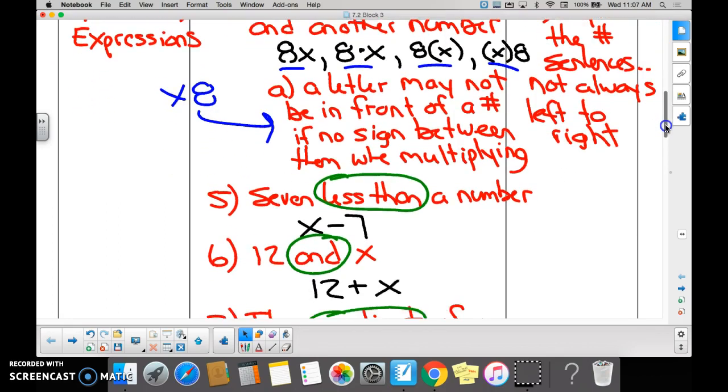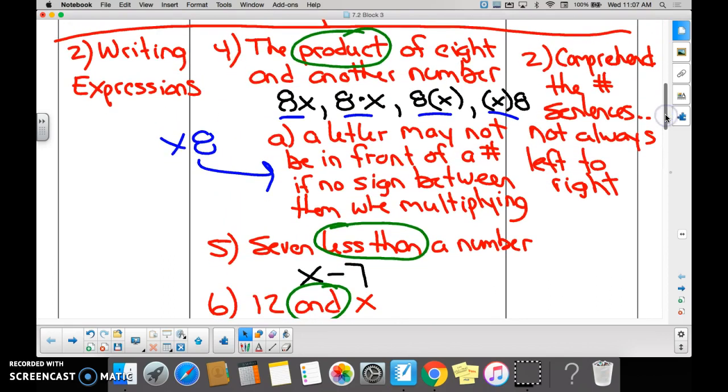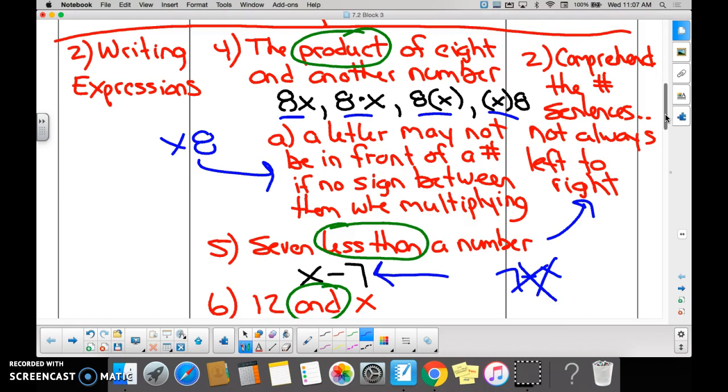Number 5 was a tricky one. Number 5 is where I came up with my cheat sheet that I wrote down. 7 less than a number. Many of you wrote 7 minus x. Was that wrong? Yes. You need to comprehend what you're reading. 7 less than a number is not 7 minus x. 7 less than a number is exactly what we wrote for the answer here: x minus 7, because we're taking away 7 from a number.